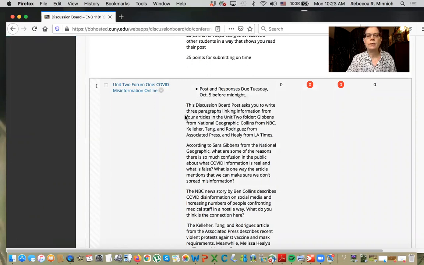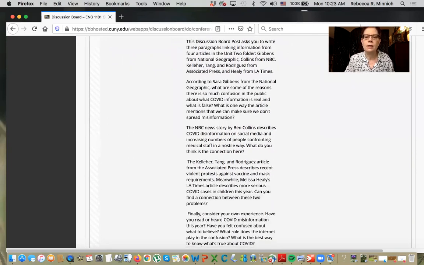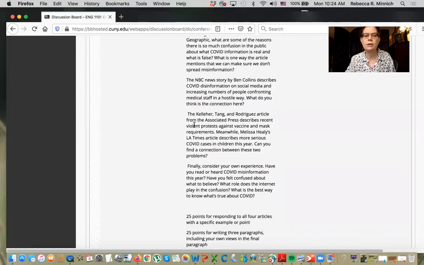The discussion board post asks you to write 3 paragraphs linking information from the 4 articles in the Unit 2 folder. Gibbons from the National Geographic, Collins from the NBC, Kelleher, Tang, and Rodriguez from the Associated Press, and Healy from the LA Times. So the question here is, and there are several, what are some of the reasons there's so much confusion in the public about COVID misinformation? In the NBC story, it describes how increasing numbers of people are confronting medical staff in hospitals in a hostile way, right? Actually threatening medical staff who are trying to treat COVID patients. What's going on here? Where did these people get the information that medical staff are actually hurting their loved ones?